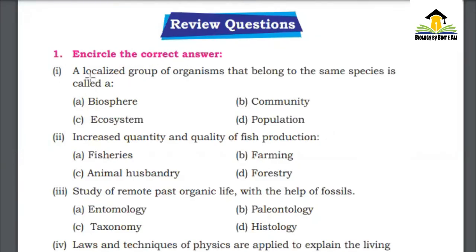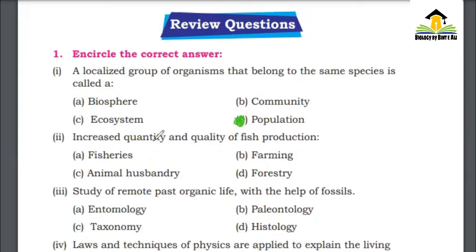MCQ number 1, a localized group of organisms that belong to the same species is called: A. Biosphere, B. Community, C. Ecosystem, D. Population. The right answer for this MCQ is D, Population.